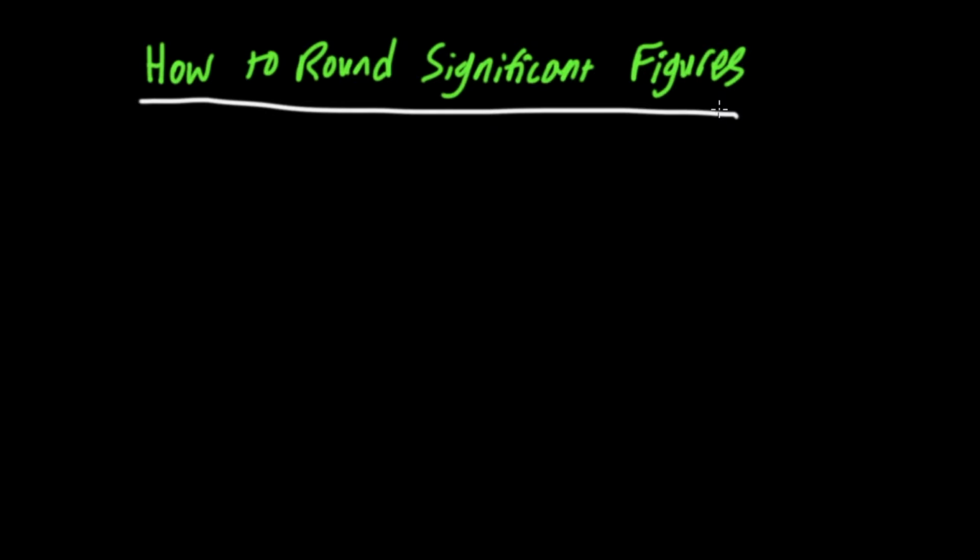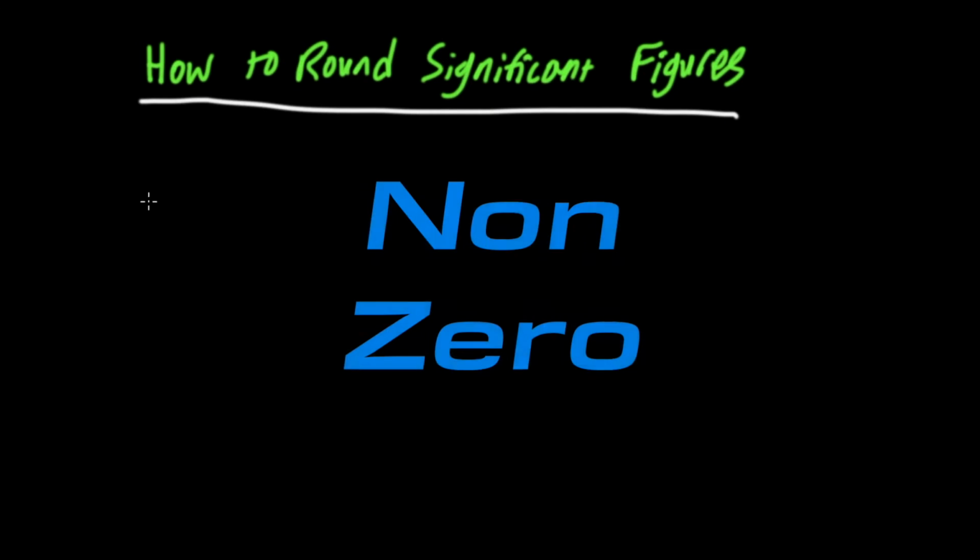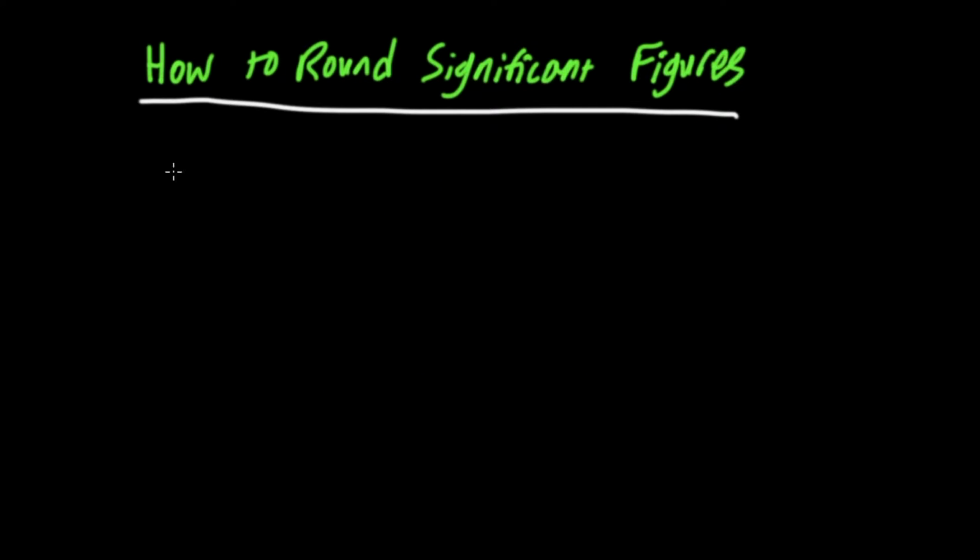So, first of all, how do we know if a figure is significant? Well, any non-zero digit is significant. That means 1 all the way through 9 are all significant figures. That leaves you with 0. Now, some zeros are significant while others are not. So, there are a few rules we can use to know if a 0 is significant or not.